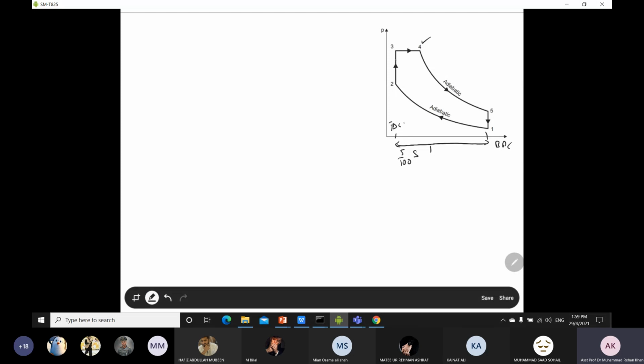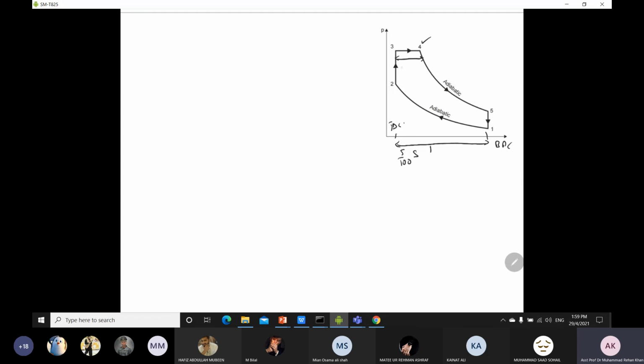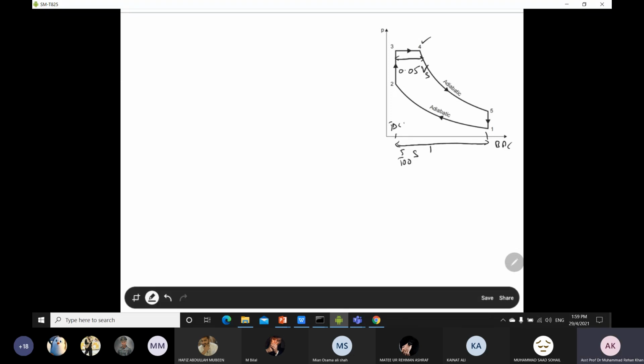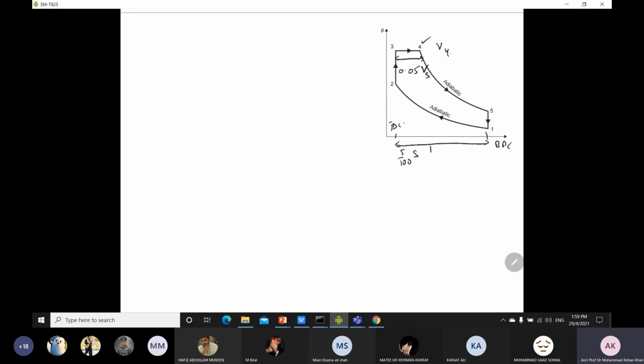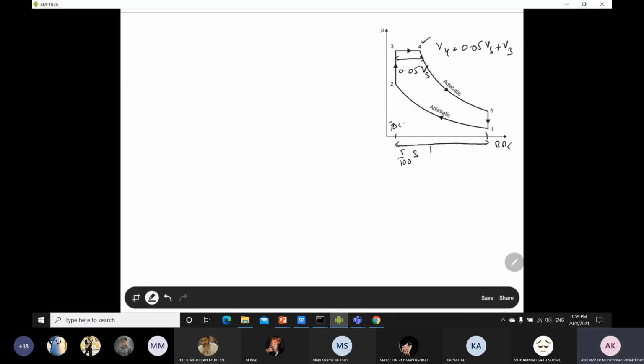So it turns out that this point from 3 to 4 is 0.05 Vs. We can say it is the swept volume, because swept volume is the volume which is occupied during your stroke. Okay sir. And if I want to say what the volume at V4 is, V4 is 0.05 Vs plus V3, which is the clearance volume. So it turns out to be like this.